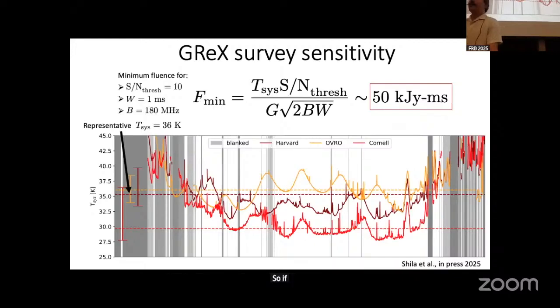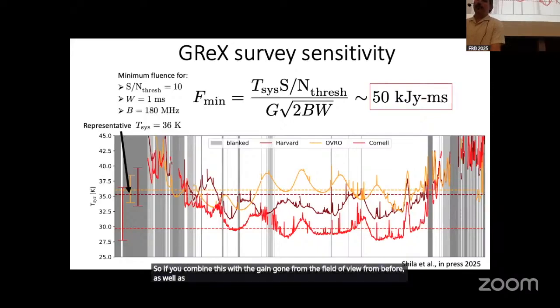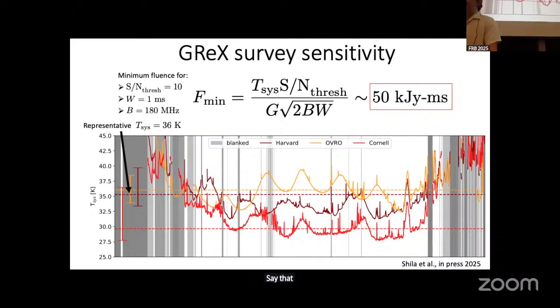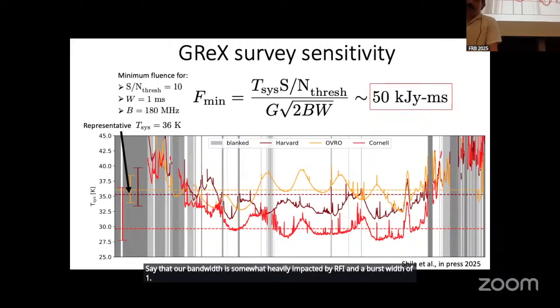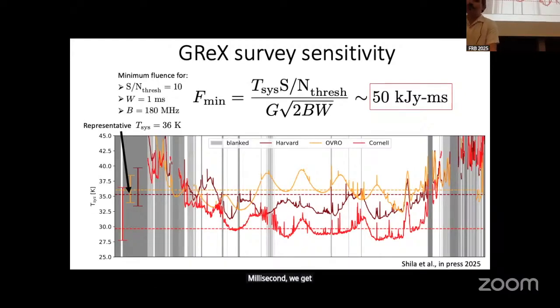So if you combine this with the gain gotten from the field of view from before, as well as a signal to noise threshold of 10 to be able to claim a detection, say that our bandwidth is somewhat heavily impacted by RFI and a burst width of 1 millisecond, we get a minimum fluence of about 50 kilojansky milliseconds.